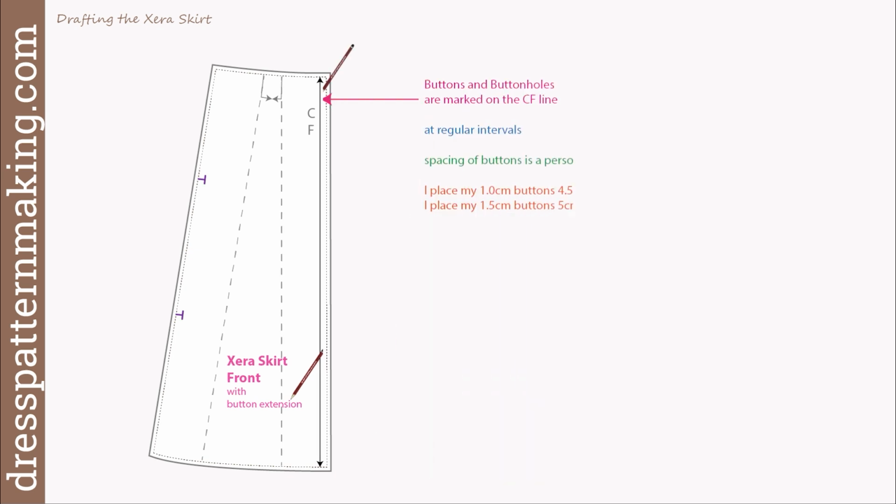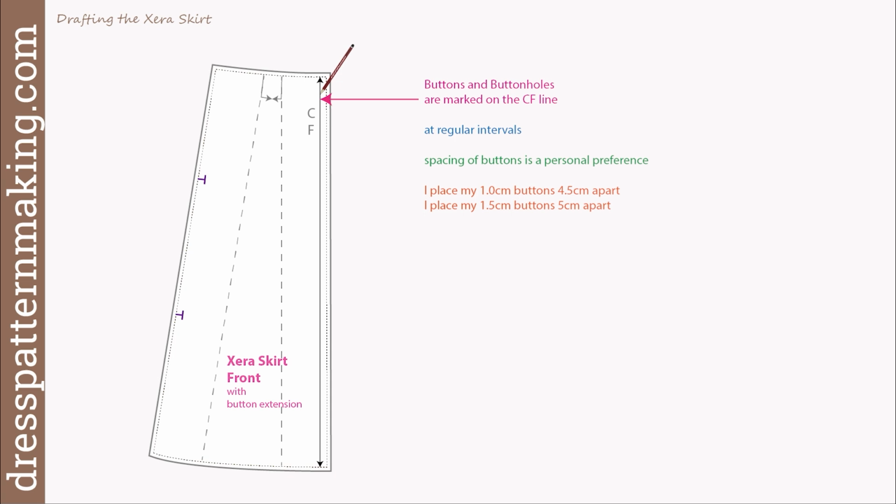The buttons and buttonholes are usually marked at regular intervals, and the intervals are really your preference. You can check garments that you have and use those intervals if you want, or you can have them closer together or further apart if you wish. I tend to have my buttons closer together, a little less than 2 inches apart. That's 4.5 centimeters apart. That's just my preference. Some people might think that's too close.